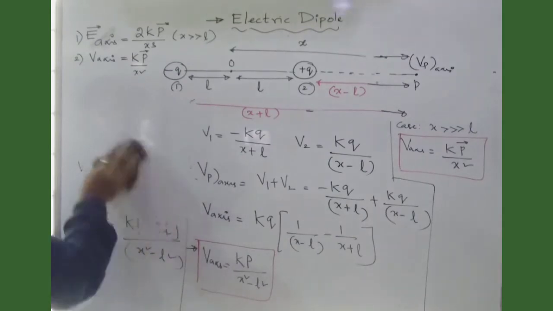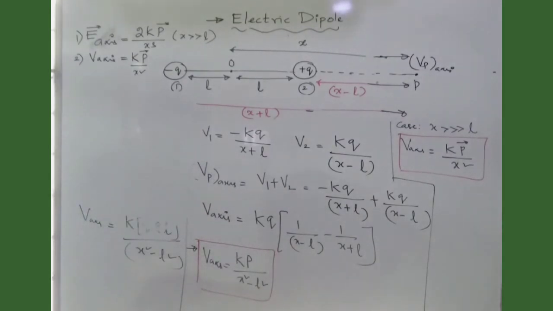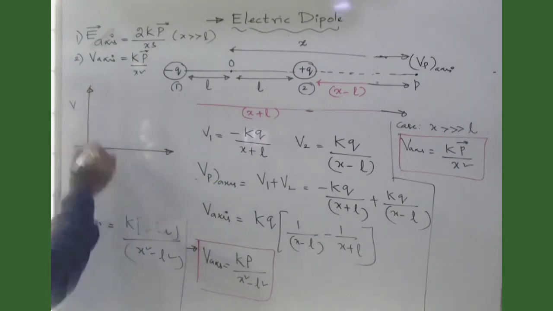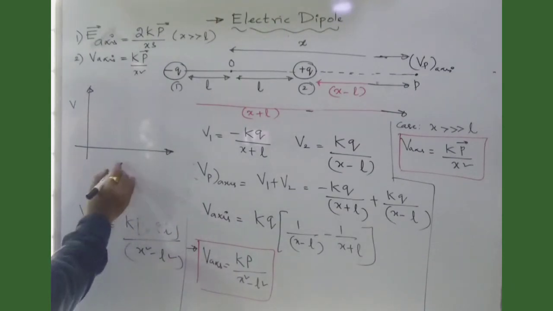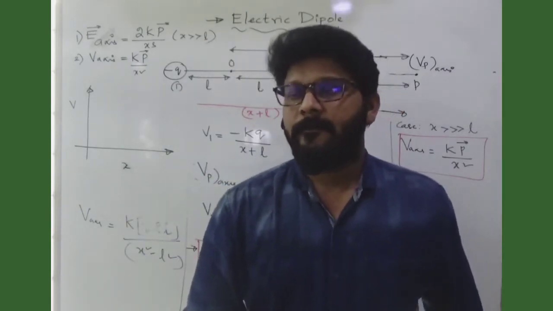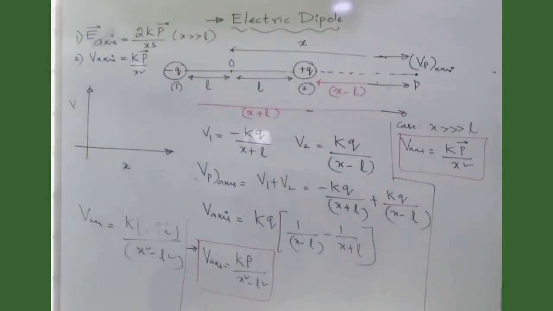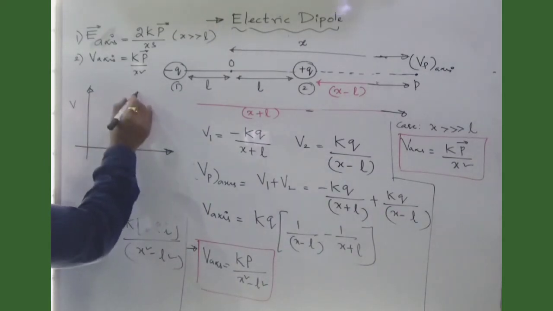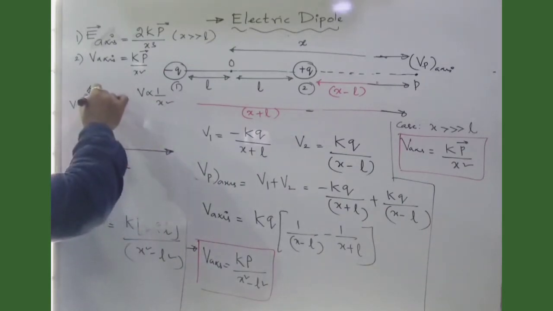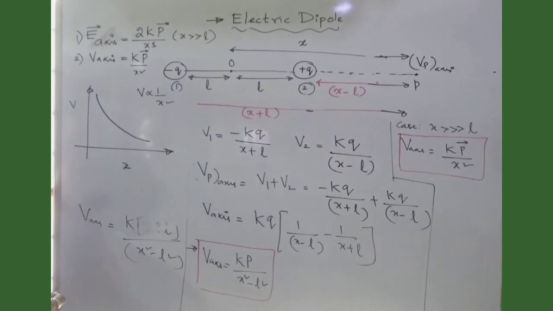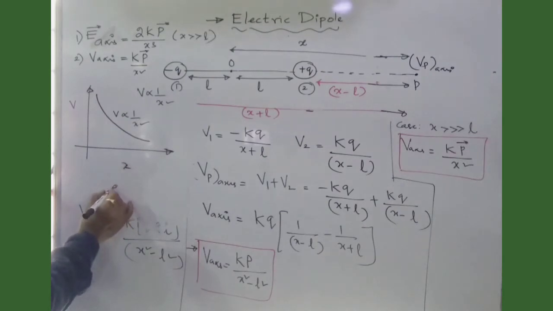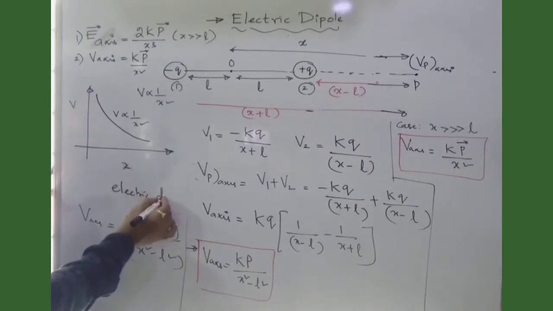If I plot a graph, it's nothing but V versus X. Are you able to see V versus X? Can you imagine how the graph will be? Here, as V is proportional to 1 by X square, it will be a curve like this. So this is nothing but V proportional to 1 by X square. This is for an electric dipole. Is it clear?